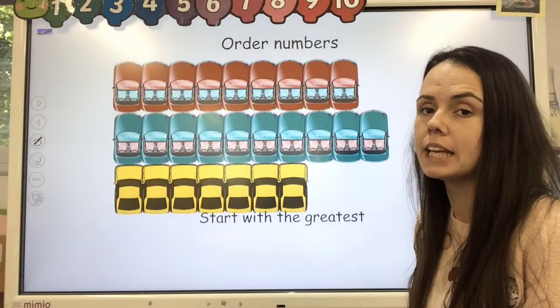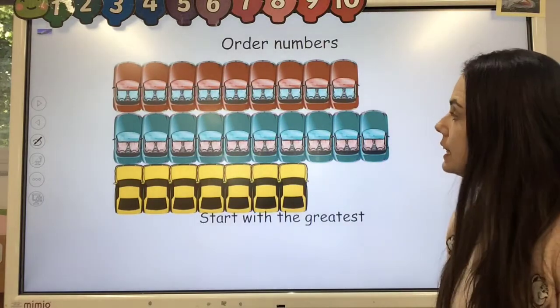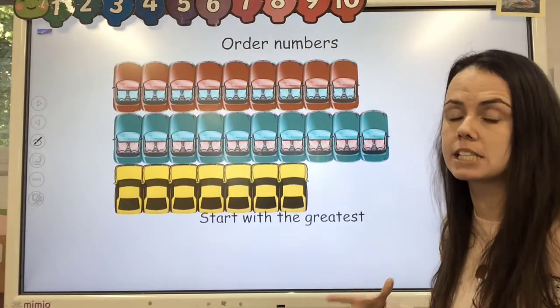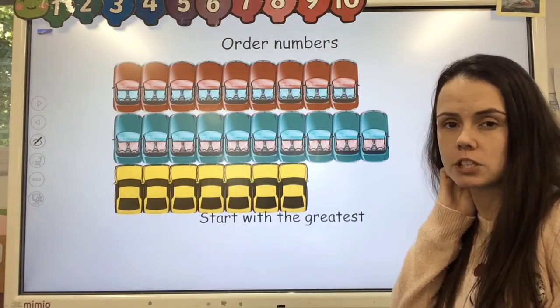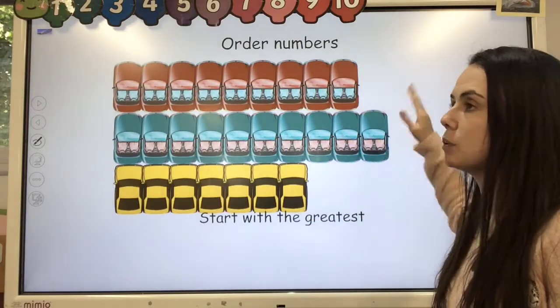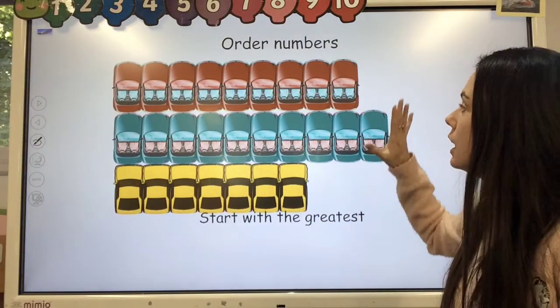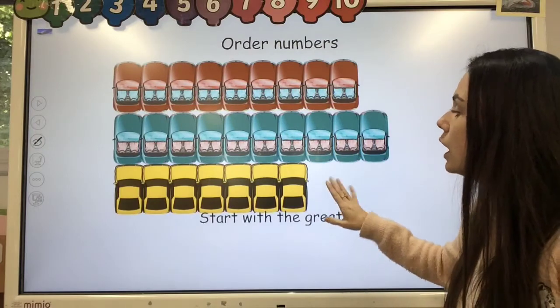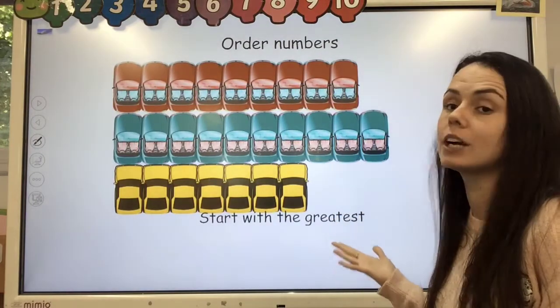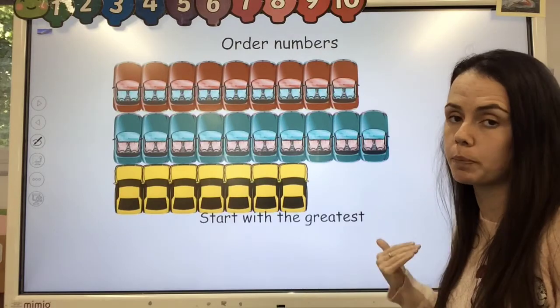Fantastic work. Now here we've got some cars, and they want us to order the cars starting with the biggest number. This is a little bit different to looking at them on the number line, because on the number line we can see exactly where they sat in order. Here we can't, but what we can see is how many individual cars there are. So let's go now and count them and then see which one is the biggest.